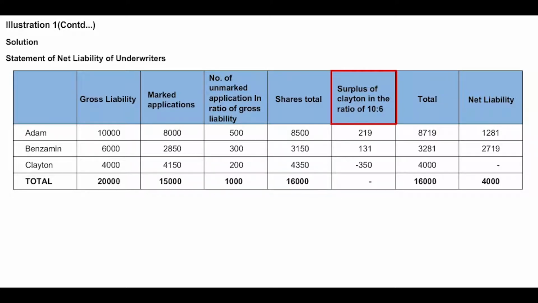Now we can see that there is a surplus in Clayton. So this surplus will also be distributed among the remaining underwriters.